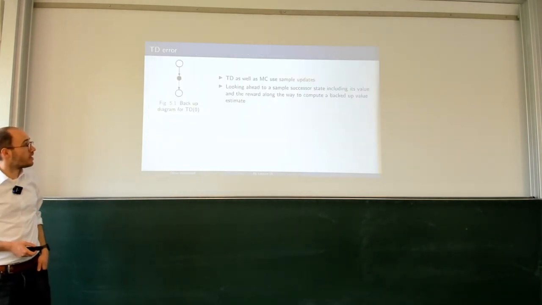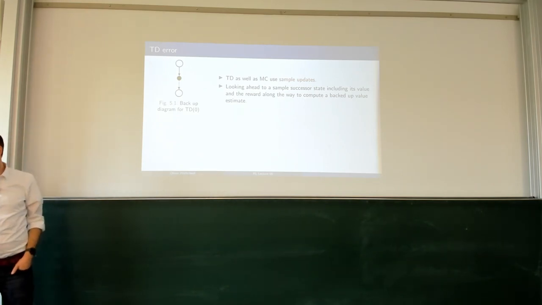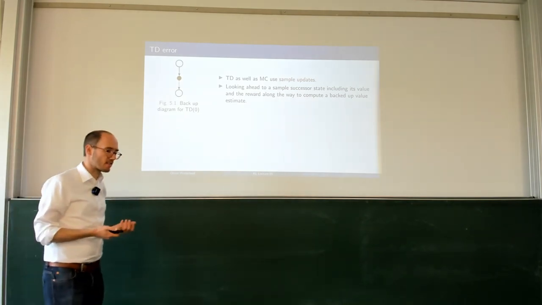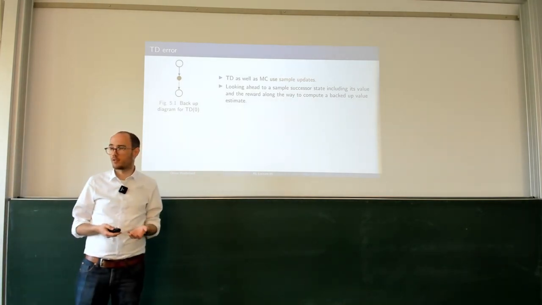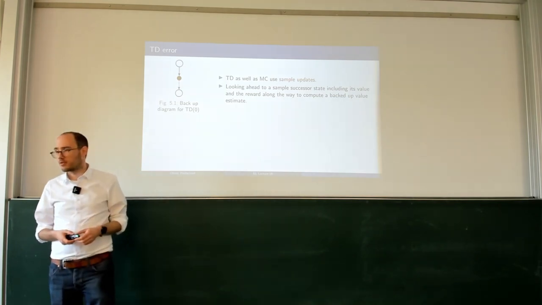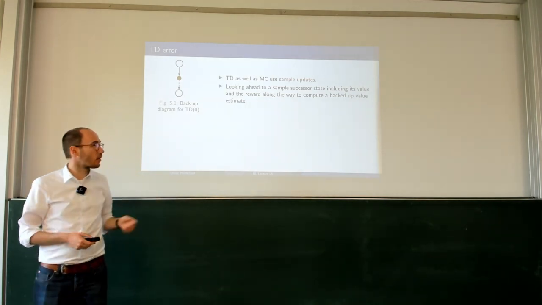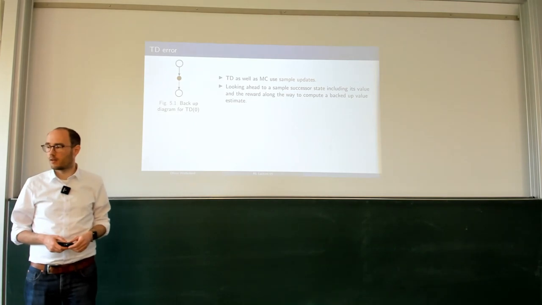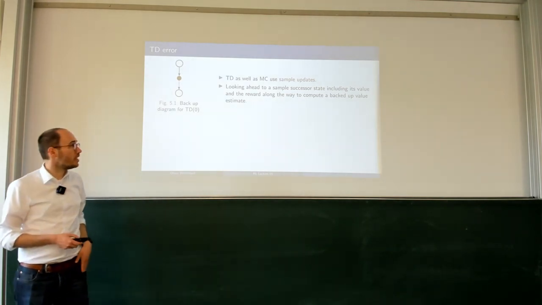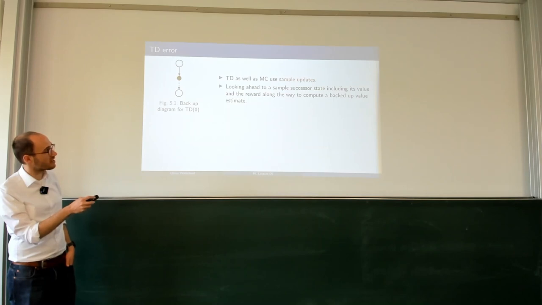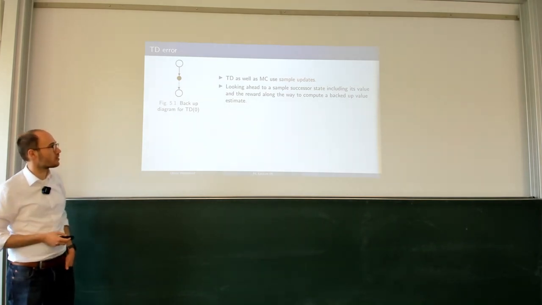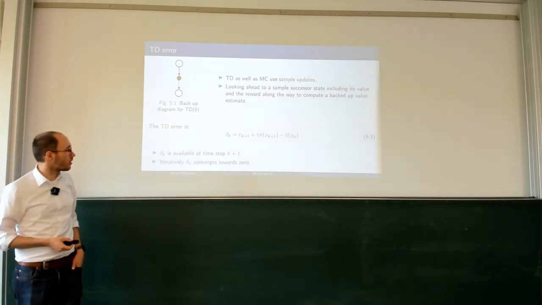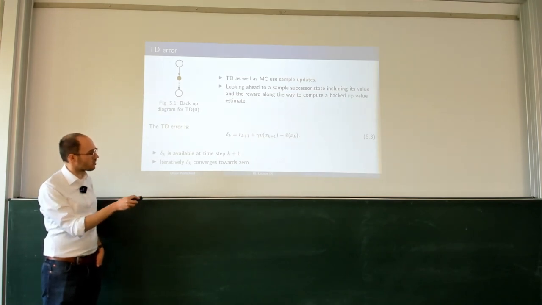Okay. Then what we can basically do is compare the characteristics of temporal difference learning and Monte Carlo learning. Monte Carlo learning we introduced last week, and today we introduce TD learning. I would like to see where the similarities and differences are. It's interesting because TD and Monte Carlo use more or less the same data, so sample updates, but they use it in a slightly different way.